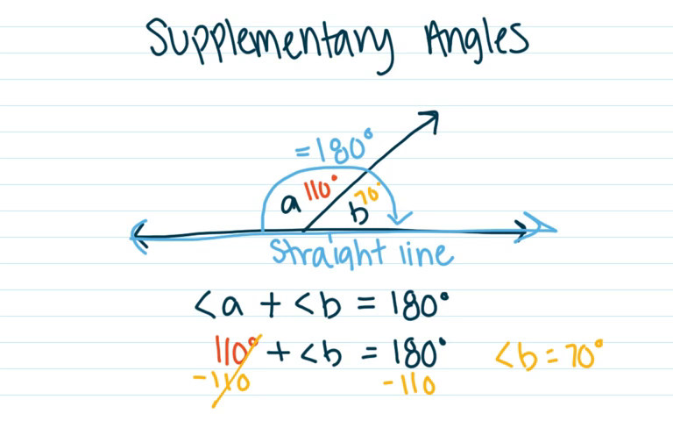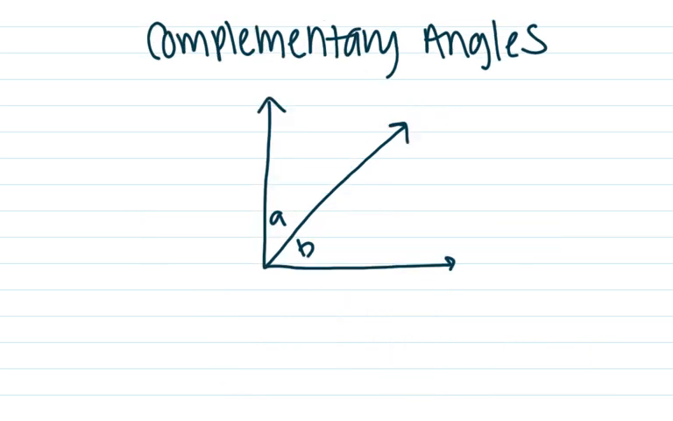So those two angles, as you can see, are located on this straight line right here. And that is how I know that they together equal 180 degrees. And I can use that information to find a missing angle if I needed to.